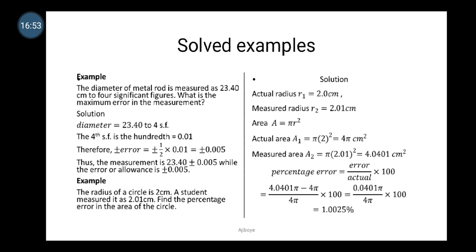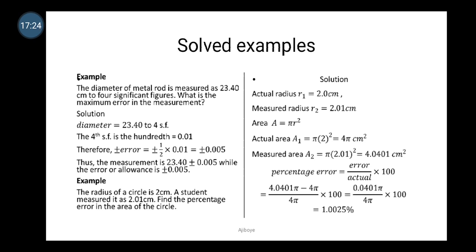Thus, the measurement is 23.40 plus or minus 0.005, while the error or allowance is plus or minus 0.005. Okay, so we cannot allow anything that will go beyond that range, right? Anything that goes beyond that range will therefore amount to a significant error. Okay, this error will become significant.